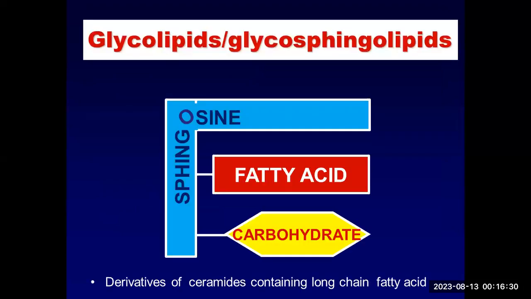Glycolipids, or glycosphingolipids. Look at this one: sphingosine plus fatty acid is a ceramide. So to ceramide, if carbohydrates are attached, then they result in sphingoglycolipids. Or in other words, they are derivatives of ceramide containing a long chain fatty acid and a sugar molecule. Different types of glycolipids differ from each other on the basis of the type and the number of sugar molecules attached to the ceramide.